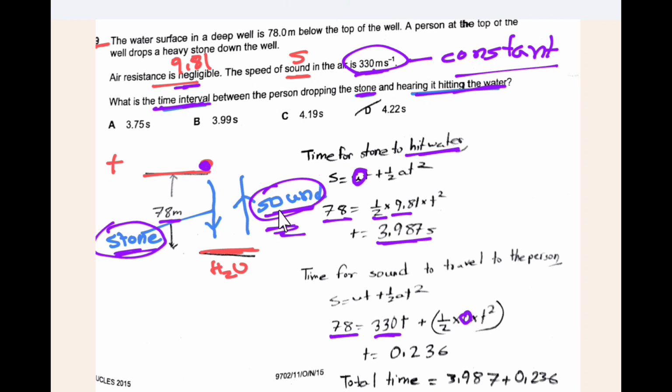Obviously the acceleration of sound is 0, so this statement is 0, so the time comes to be 0.236. So the total time for the stone drop and sound travel is this value plus this value, so the answer comes to be 4.22 seconds, so the option D is correct.